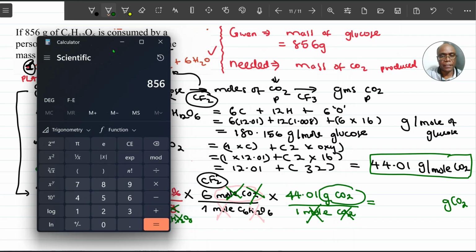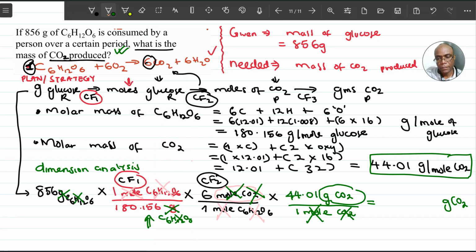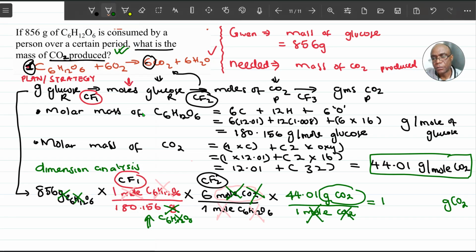I'm going to divide it by my molar mass of CO2. So 856 divided by 180.156. I believe that's what we got right here. I say equals to, multiply by 6. So I'm here at CF2, conversion factor 2, multiplied by 44.01. Okay, so I'm getting 1,254.67.